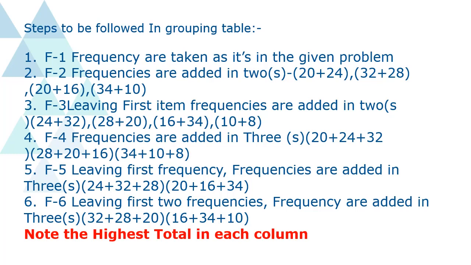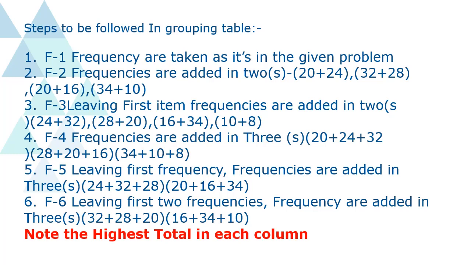In F4, frequencies are added in threes, 20, 24, 32 are added together, 28 plus 20 plus 16 are added together, 34, 10 and 8 are added together, and it is written in the middle of these three values. F5, leaving the first frequency, frequencies are added in threes, that is 24 plus 32 plus 28, 20 plus 16 plus 34, and in step 6, F6, leaving the first two frequencies, frequencies are added in threes, 32 plus 28 plus 16 and 16 plus 34 plus 10.